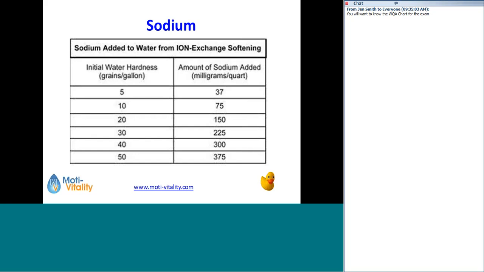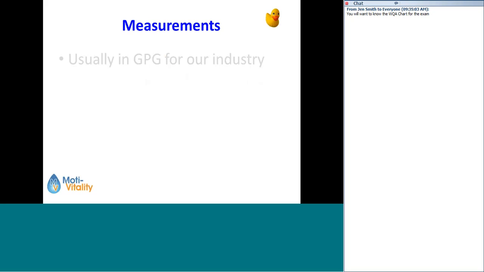potassium is like $22 a bag at this place. So a reverse osmosis system would be way less expensive to put in and take the sodium out of the water. Anyway, measurements: it's usually grains per gallon for our industry.